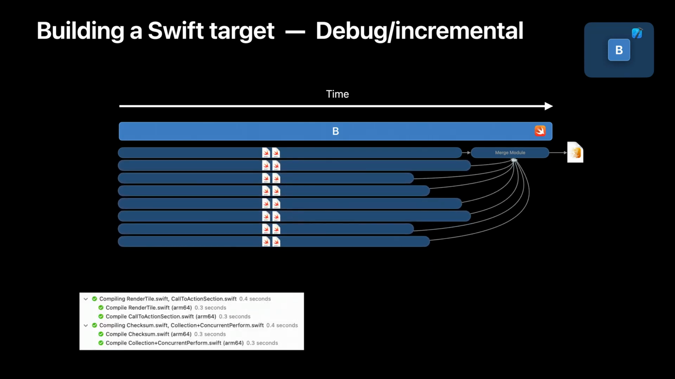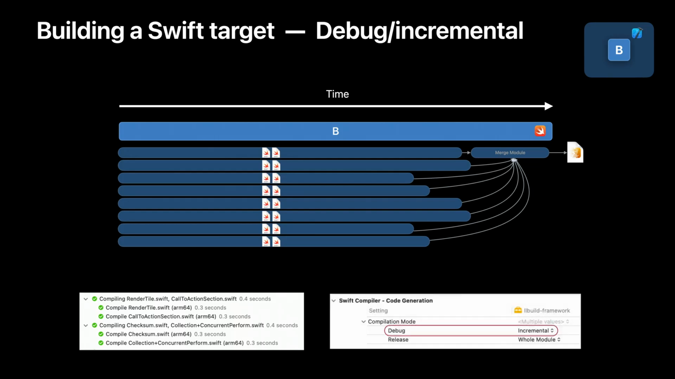The build log highlights which source files get assigned to batch compilation jobs, with a separate entry for each file's diagnostics. Being able to parallelize a target's build across different source files is crucial for both faster and smaller incremental builds, so make sure your debug builds are using the incremental compilation mode setting.